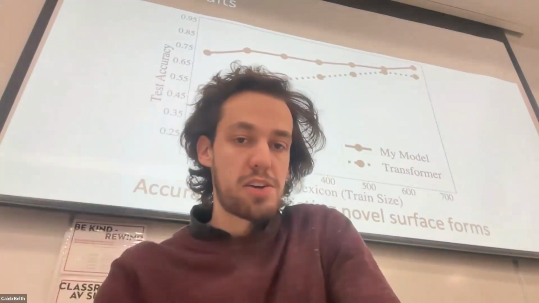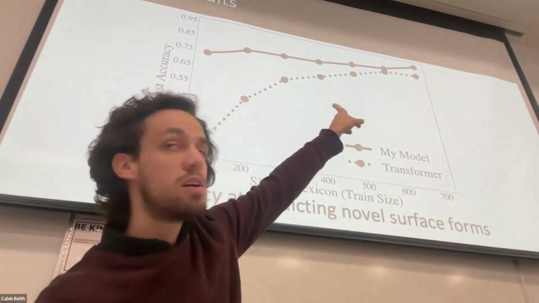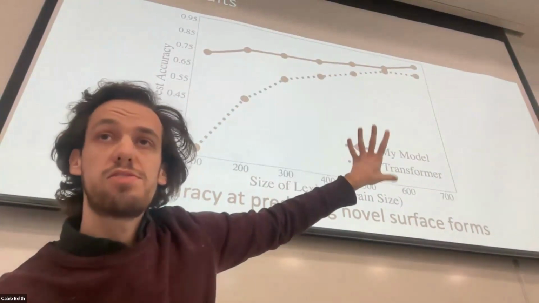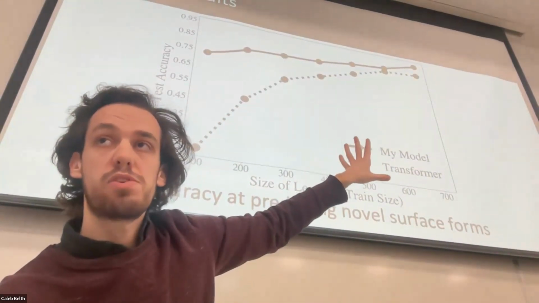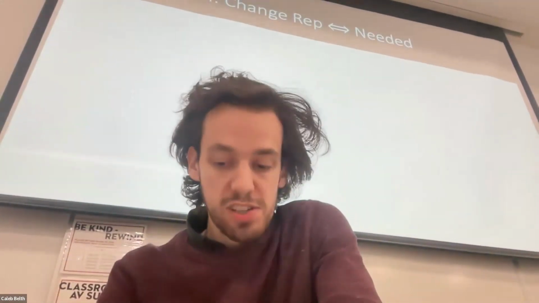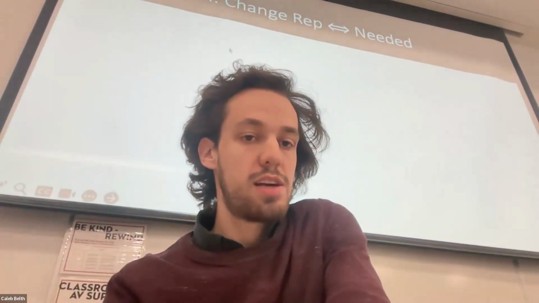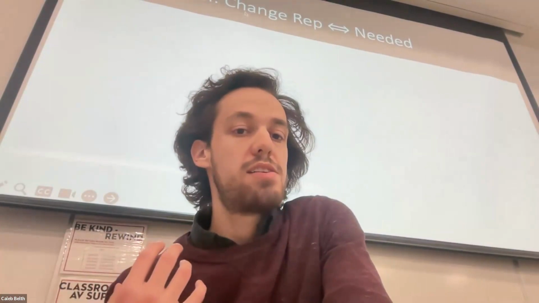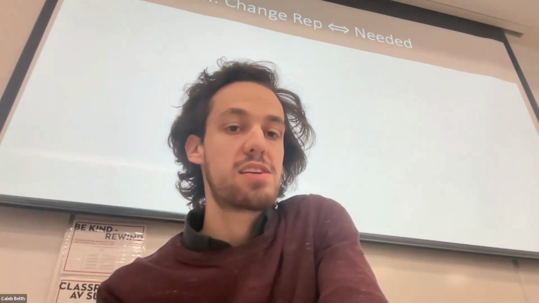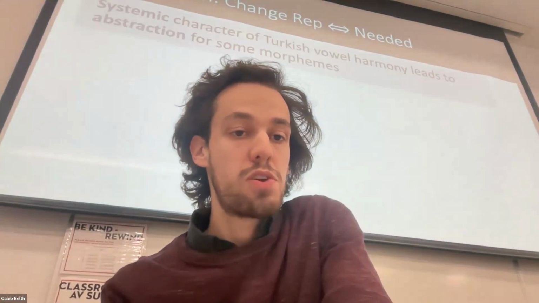All right, and then the model can still predict novel surface forms, achieving 94% accuracy on 700 nouns, trained on 700 nouns. So even though it's not setting up any abstract underlying forms here, it's still able to accurately predict novel nouns. So just to conclude, the proposal here was basically that we're going to take a learner's perspective, and that means that the model is going to change representations from a surface faithful form to something more abstract, if and only if it's needed, if alternation foils the generalization from concrete forms.